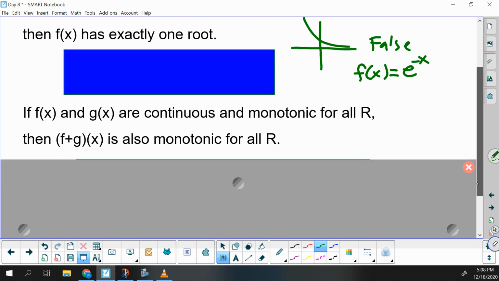So our last one, if f of x and g of x are continuous, and they're also monotonic. So that means they are always increasing or always decreasing. Okay, or they can be constant, because it doesn't say strictly increasing or decreasing. Monotonic means that they could be constant or increasing or constant or decreasing. So we want to know when you add them together, does it also have to be monotonic? Does it also have to increase or decrease?